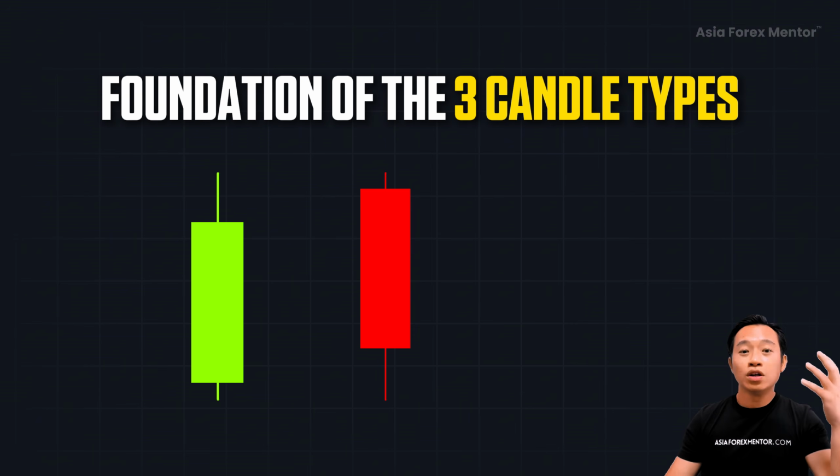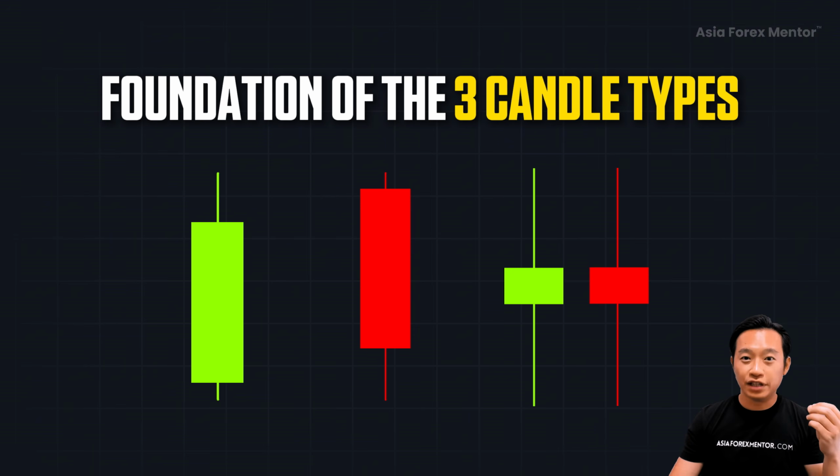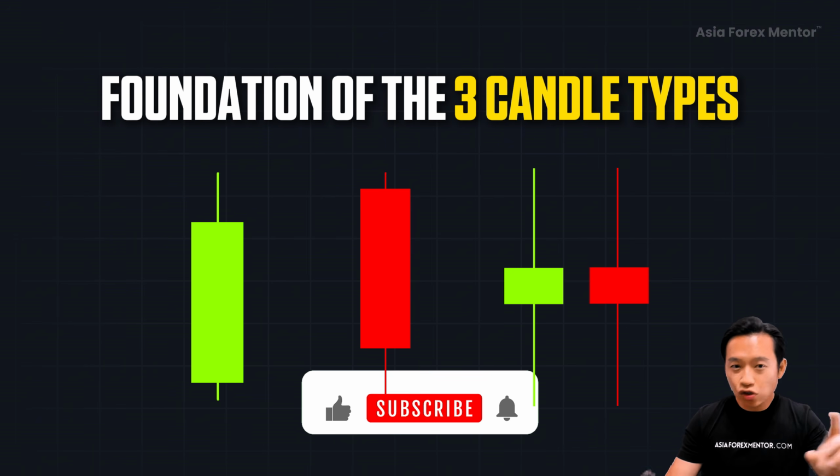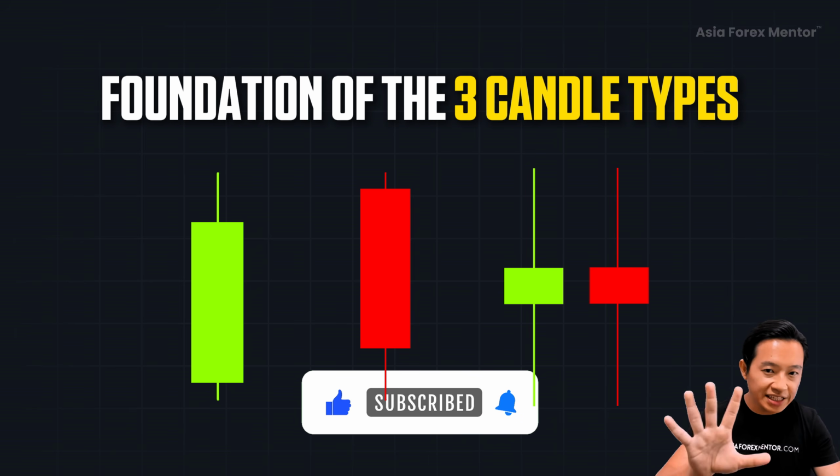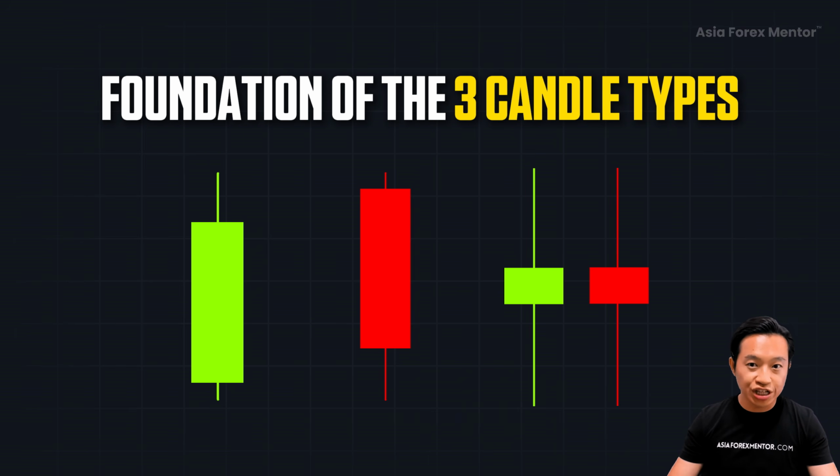So now you've got the foundation of the 3 types of candles. We are going to use this to help you identify the 5 key signals of the Heiken Ashi charts. You ready?